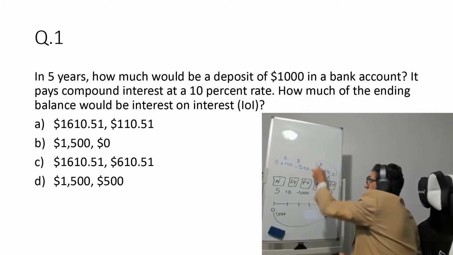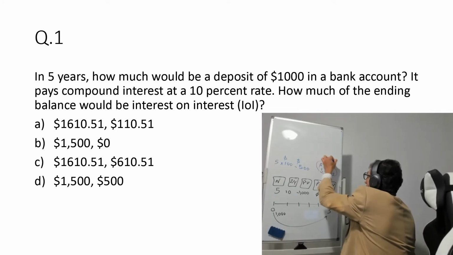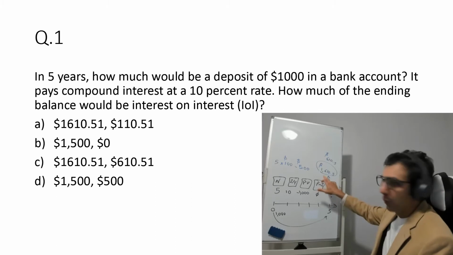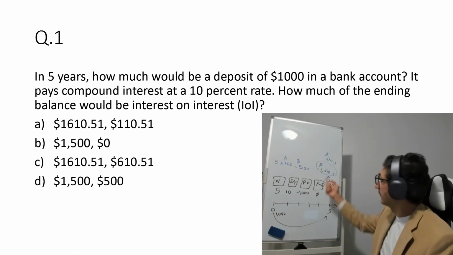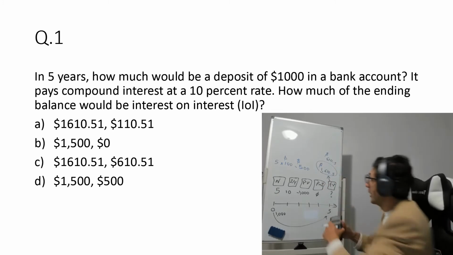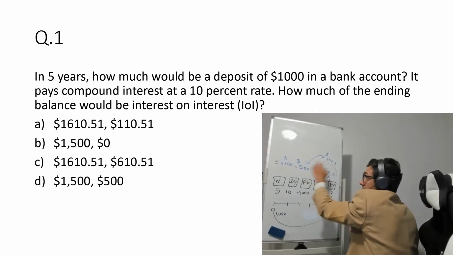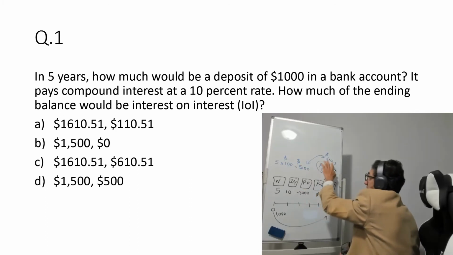But you can see from here that it's not $500. It's $610.5 that you earn in interest in total. $1,000, remember, that's the principal. Take out that money. How much is left? $610.5. Now, the difference here becomes $610.5 minus $500. That's the simple interest, just the interest. This is the interest on interest.